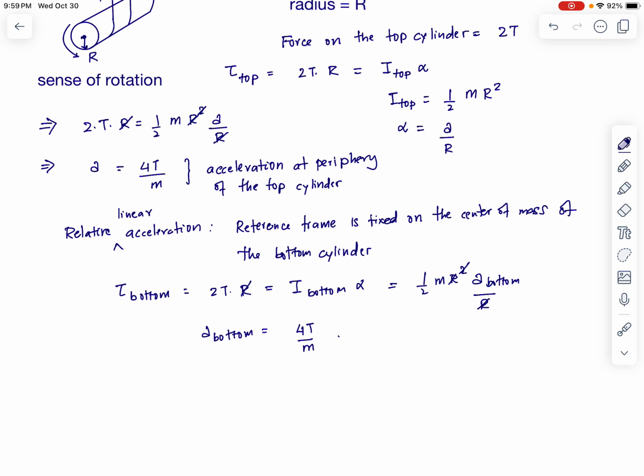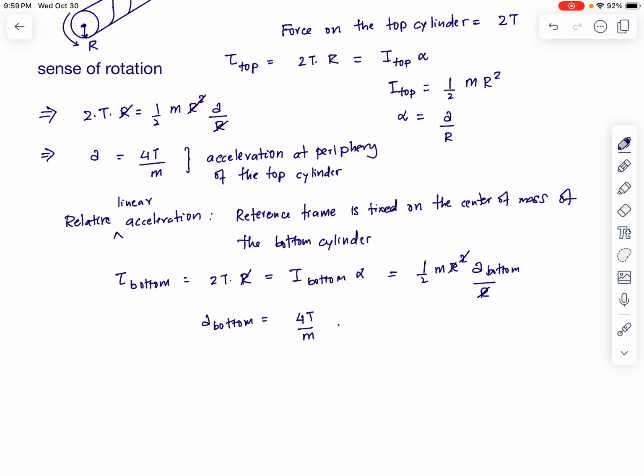Now if we look at the free body diagram on the bottom cylinder, we find that this is the weight acting downwards, and here are the forces acting upwards, so that's 2T, right? We'll just label this as the bottom. Since the cylinder is moving downwards, we can write Newton's law of motion as mg minus 2T equals m times a total.